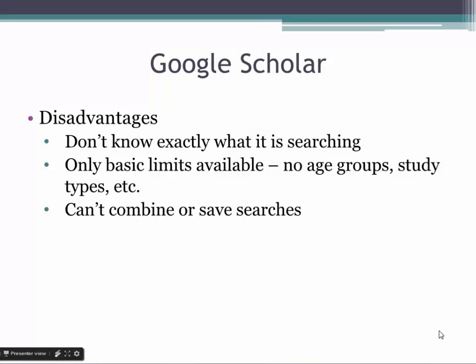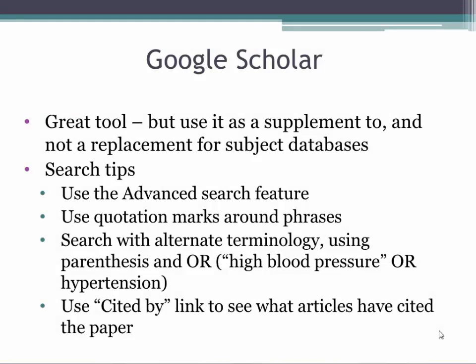Some disadvantages: we don't know exactly what it's searching. Google Scholar doesn't give us a list of all the publications that it's searching. And only basic limits are available, nothing like age groups or study types, really just limited to date ranges and things like that. And you can't combine or save searches like you can in most of the other databases. So it is a great tool, but I usually encourage students to use it as a supplement to, and not necessarily a replacement for, the subject databases like PubMed or one of the other ones that we subscribe to.